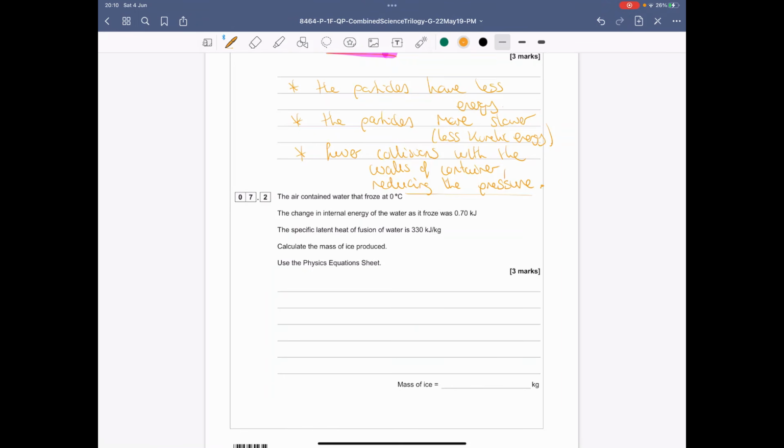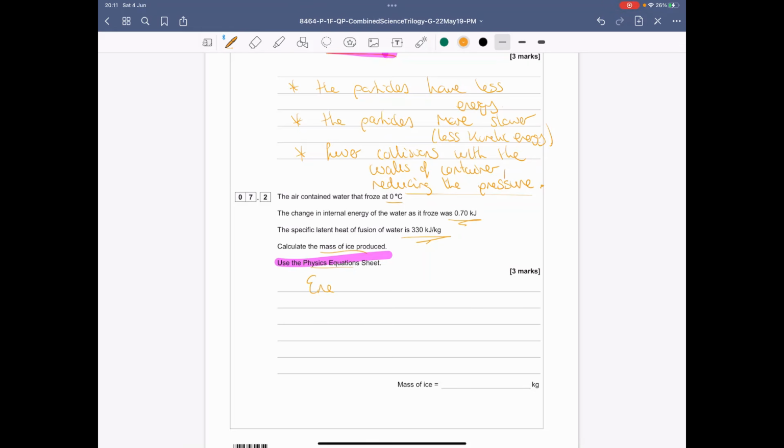The air contained water that froze at 0 degrees. The change in the internal energy of the water as it froze was 0.7 kilojoules. The specific latent heat of fusion of water is 330 kilojoules per kilogram. Calculate the mass of ice produced. Use the physics equation sheet. So if it says use the physics equation sheet, it's one of the equations you haven't had to learn, so therefore it will be on the sheet.